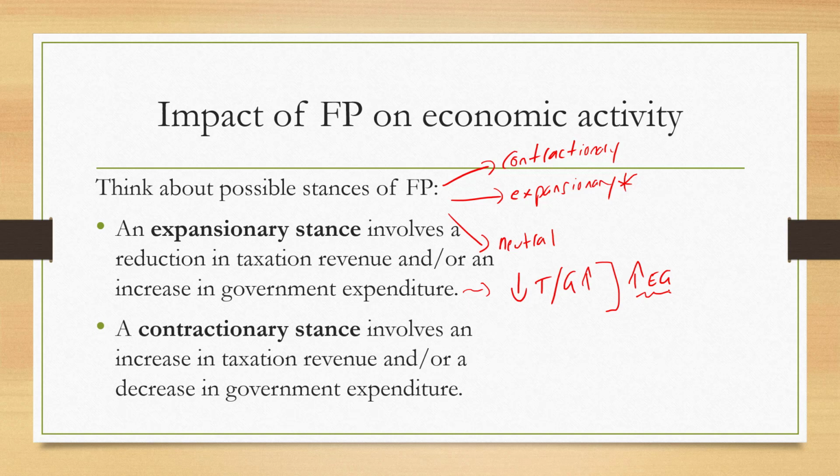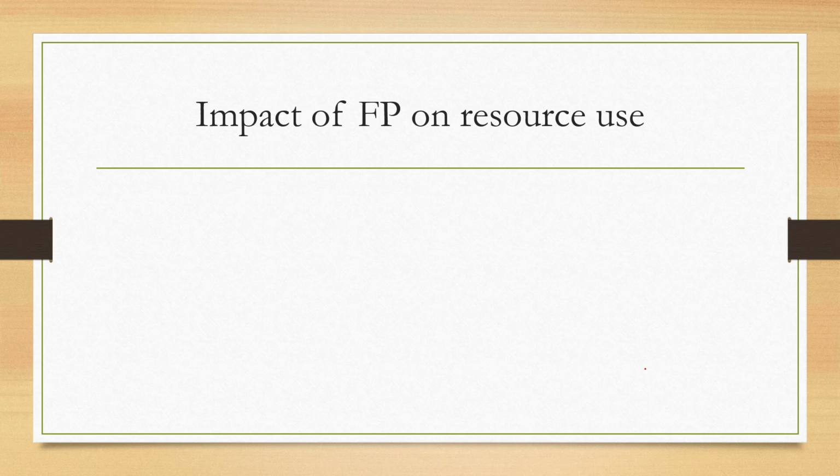If I think about a contractionary stance, that involves an increase in tax revenue and or a decrease in government spending. And that's going to lead to lower economic growth. So a contractionary stance will slow down the economy. And a neutral, well, nothing changes. It's just going to continue from where it was before. So that was how fiscal policy affects economic activity in very simple terms.